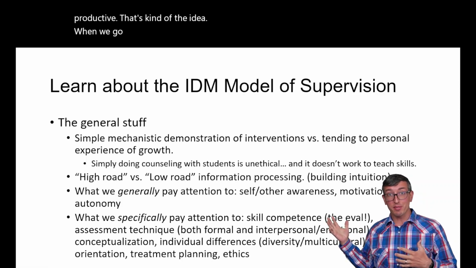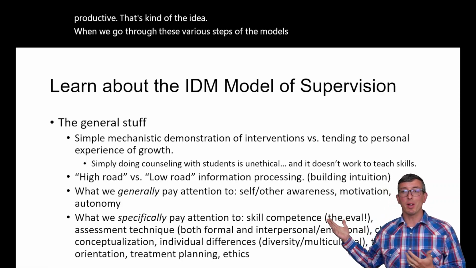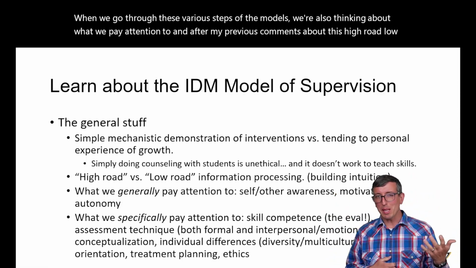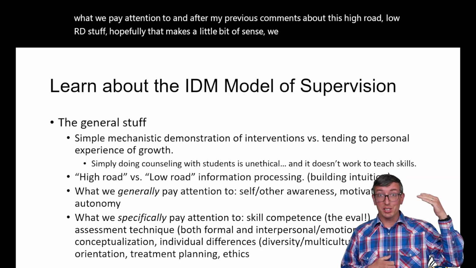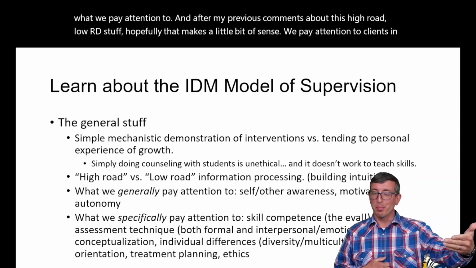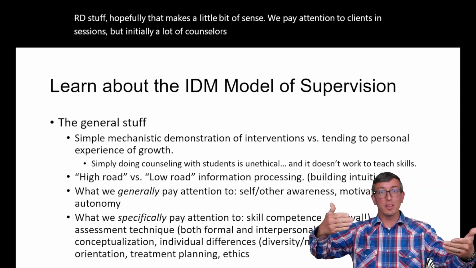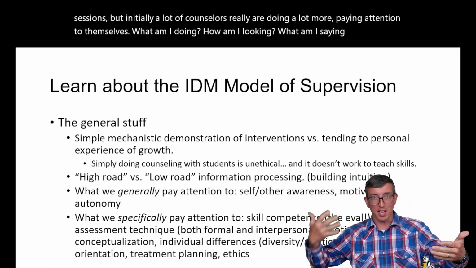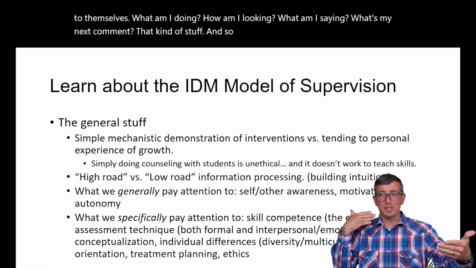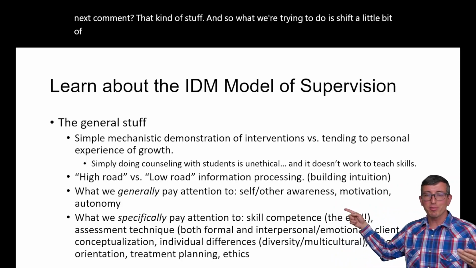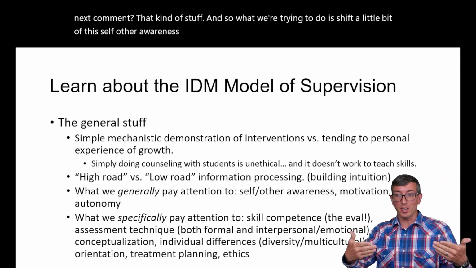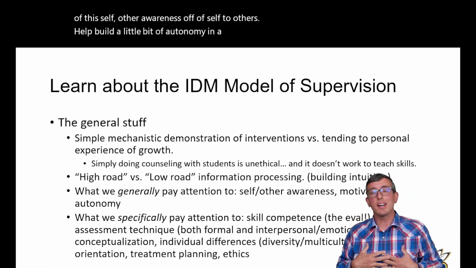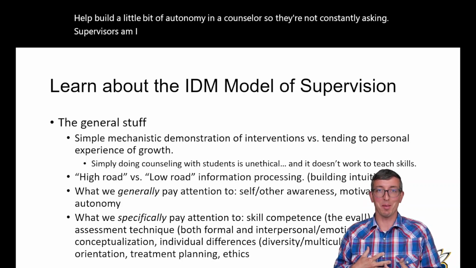When we go through the various steps of the models, we're also thinking about what we pay attention to. And after my previous comments about this high road, low road stuff, hopefully that makes a little bit of sense. We pay attention to clients in sessions, but initially, a lot of counselors are doing a lot more paying attention to themselves. What am I doing? How am I looking? What am I saying? What's my next comment? That kind of stuff. And so what we're trying to do is shift a little bit of this self-other awareness off of self to others, and help build a little bit of autonomy in a counselor so they're not constantly asking supervisors, am I doing it right? Am I doing it right?